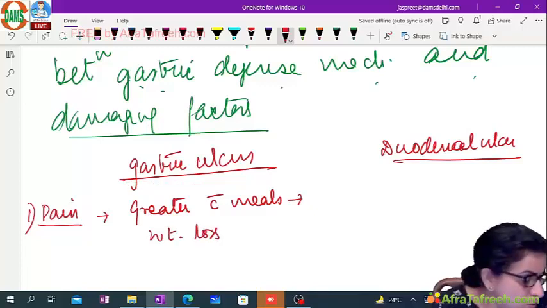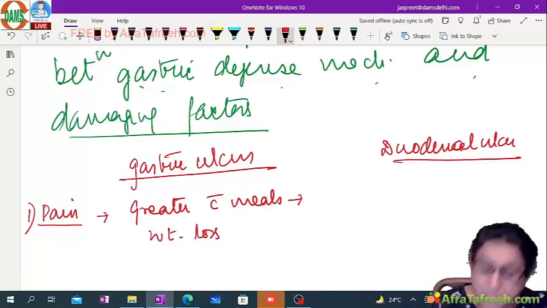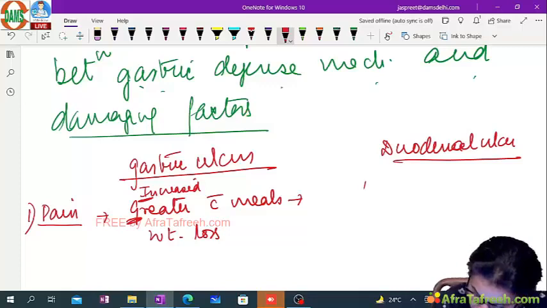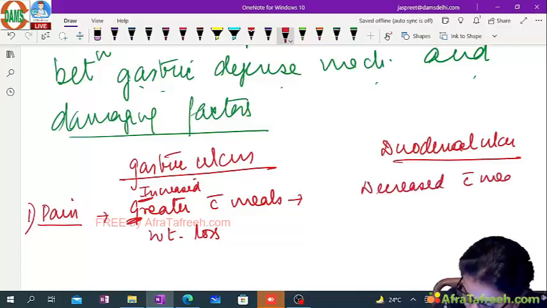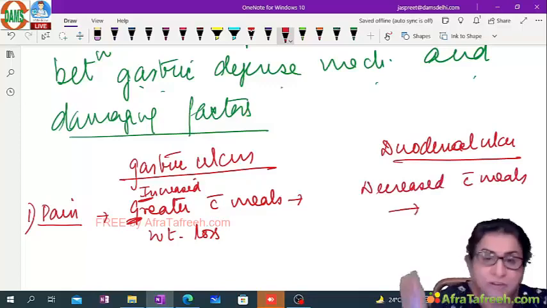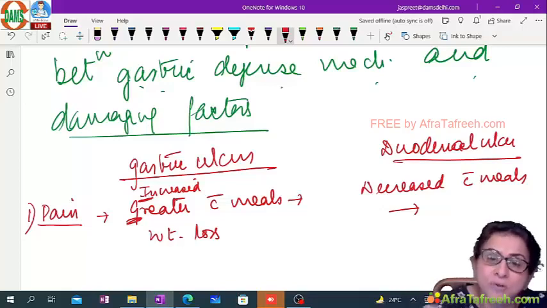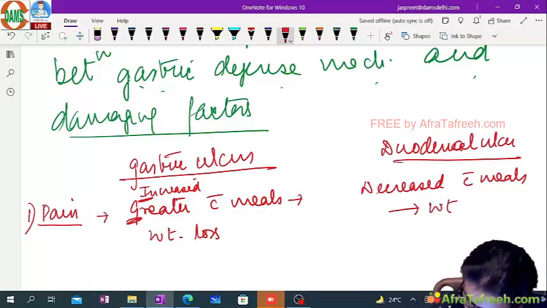In contrast, in duodenal ulcer, the pain is decreased with meals. So I write the word increased or greater with meals for gastric ulcer, and in case of duodenal ulcer, pain is decreased with meals. Eating food will reduce the patient's pain, and as a result the patient will go on eating more to reduce his pain. This causes weight gain.